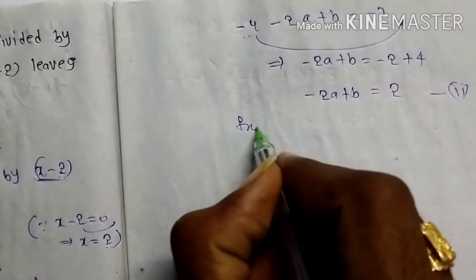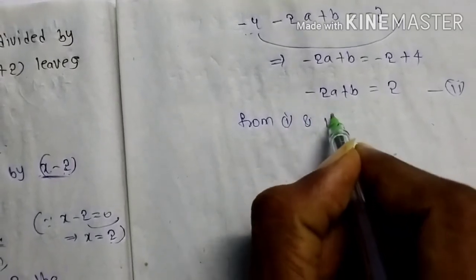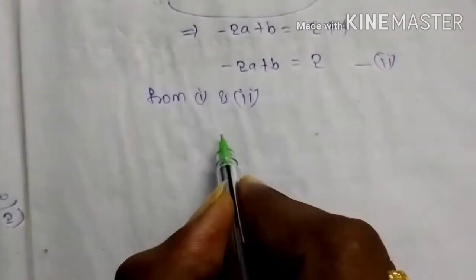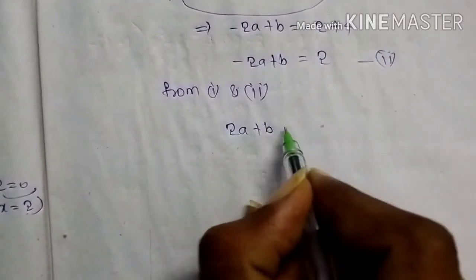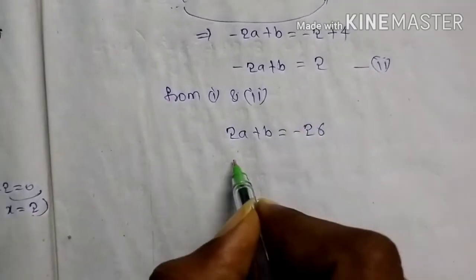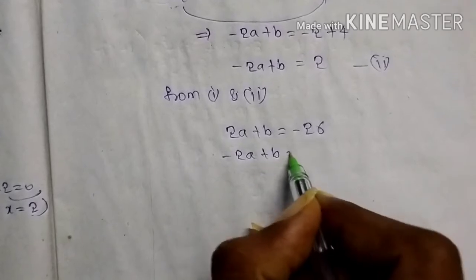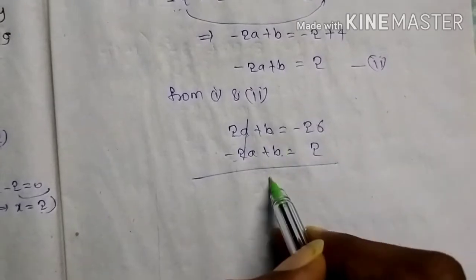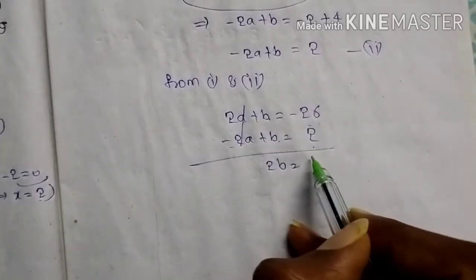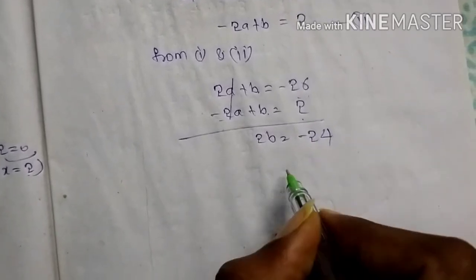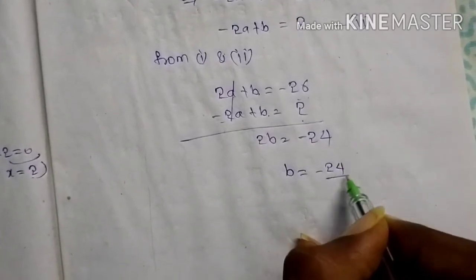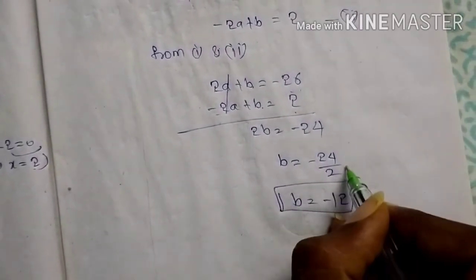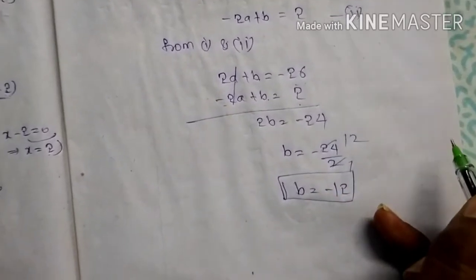Now you can see here, from equations 1 and 2. What is the first equation? 2a plus b is equal to minus 26. You can write here, 2a plus b is equal to minus 26. Here, minus 2a plus b is equal to 2. Now you can just add them. 2a minus 2a both cancel. b plus b, 2b is equal to minus 26 plus 2. That means you get minus 24. Yes. That means b is equal to minus 24 by 2, so b is equal to minus 12. Yes or no? Why? Because 2 twelves are 24. Yes, b is equal to minus 12.